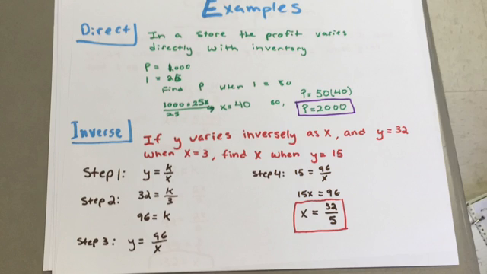The inverse is if y varies inversely as x and y is 32 when x equals 3, I just want you to find x when y is 15. So the first step, you're going to have the equation y equals k over x. You're going to plug in your numbers, 32 for the y and 3 for x. And you're going to get 96, and then you're going to put it in this form, y equals 96 over x. Then you're going to plug in the 15 for y, and it's going to be 15x equals 96. So then you're going to divide and get x equals 32 over 5.